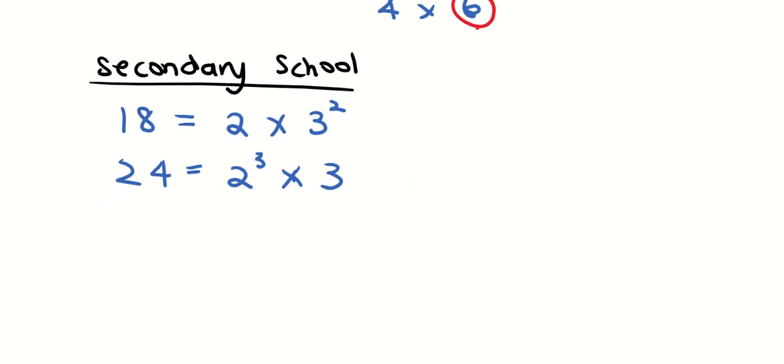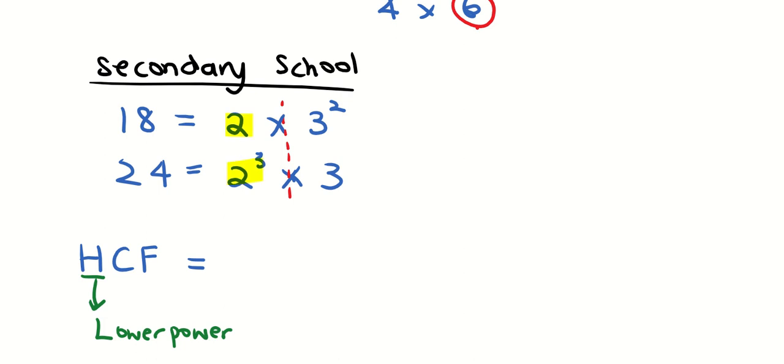Now, HCF. I have taught you all this method called the HL method. HL as in the HL milk. But in math, HL means for HCF, I will use L, the lower power. What do you mean by lower power? Let's look at the base 2. Between 2 and 2 power 3, who has the lowest power? 2, right? So HCF must have 2.